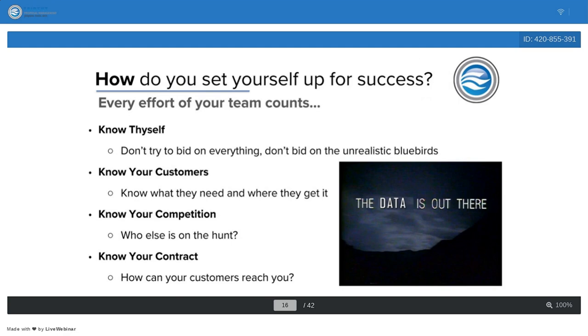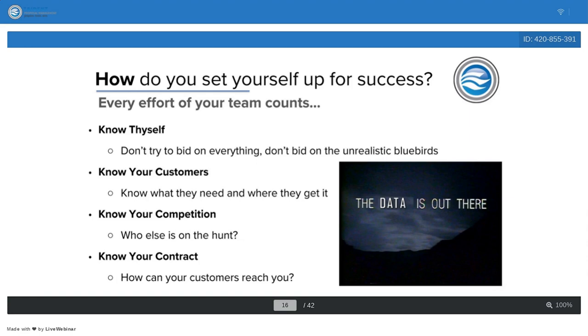Okay, so setting yourself up for success. Now, I grew up in the 90s, so I'm a big X-Files fan, and I will just tell you, the data is out there, right? So there are 4 cardinal rules that we want you to be aware of as you're prepping and setting yourself up for success. First, you need to know yourself, right?